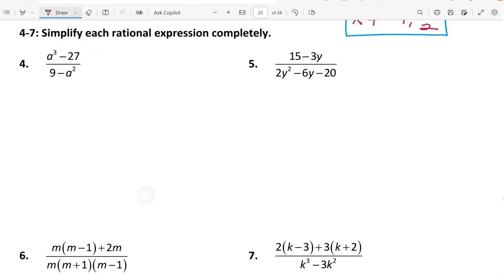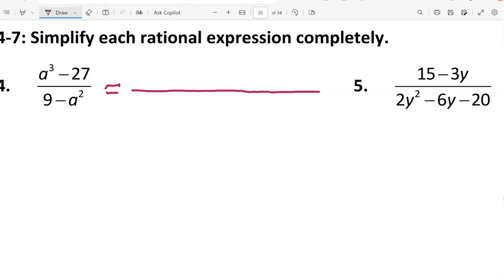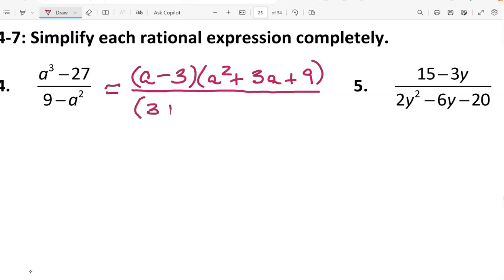So, in number 4, the numerator, a cubed minus 27, is the difference of cubes, so it factors into a minus 3 times a squared plus 3a plus 9, and the denominator 9 minus a squared is the difference of squares, so it factors into 3 plus a times 3 minus a. The order of the subtraction here is very important.